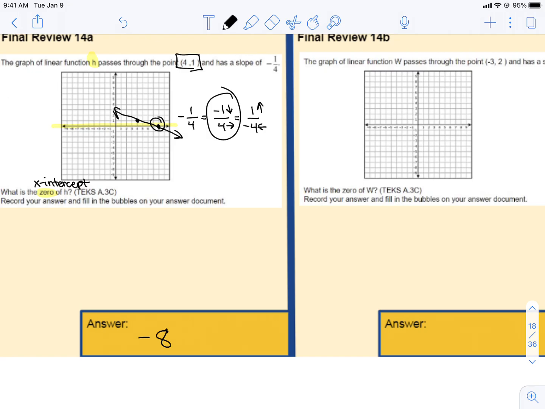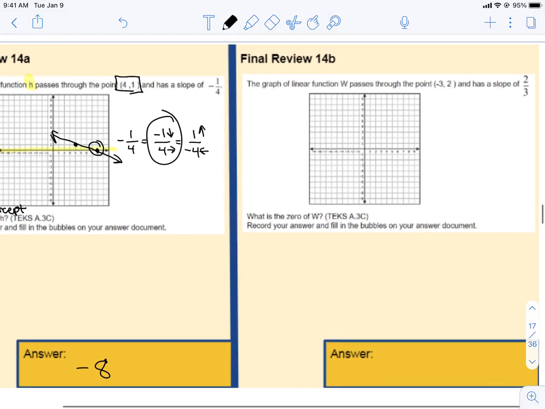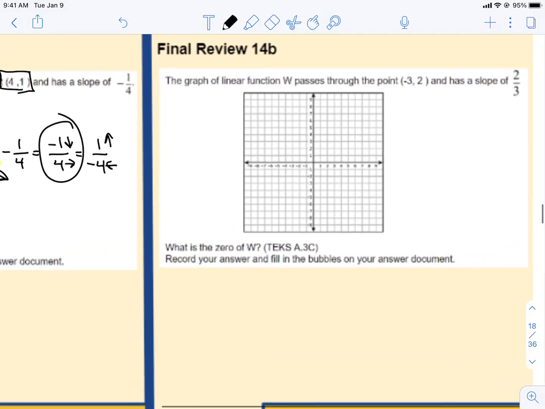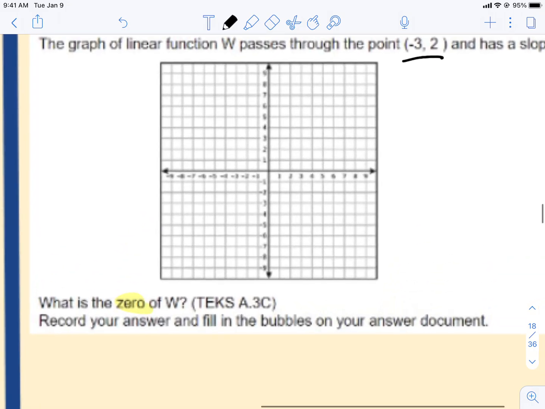Looking at the next one, the graph of the linear function w passes through the point (-3, 2) and has a slope of 2/3. So what is the 0? Again, 0 is just saying what is the x-intercept. So again, we're going to start by plotting the point that they give us, (-3, 2). My slope is a positive 2/3.